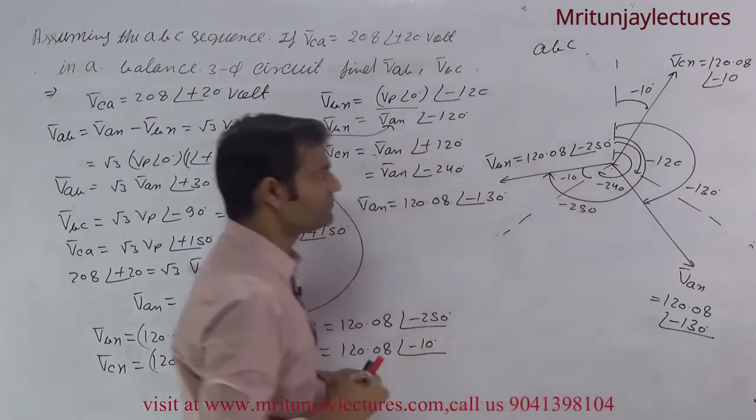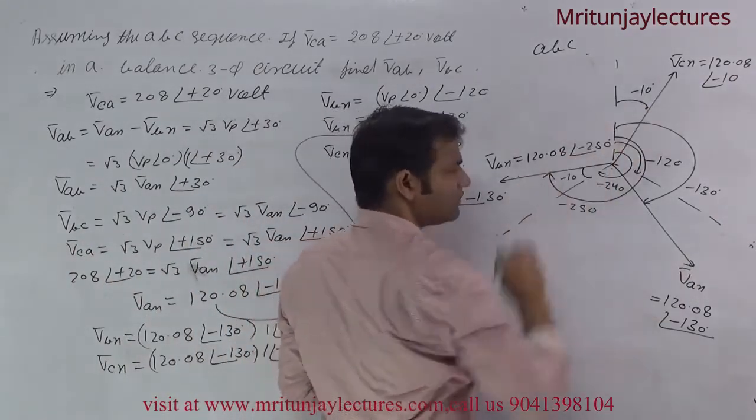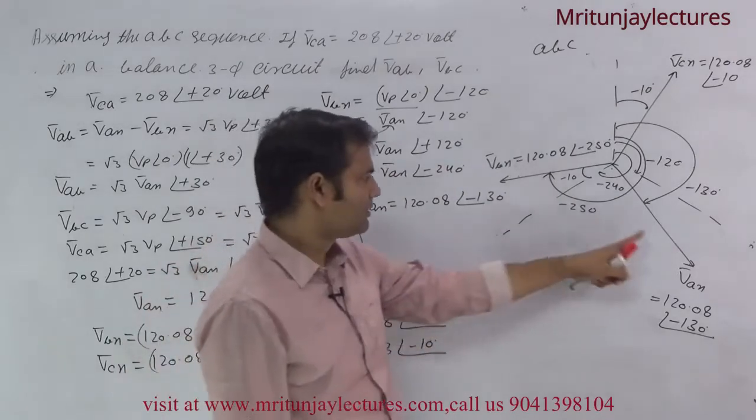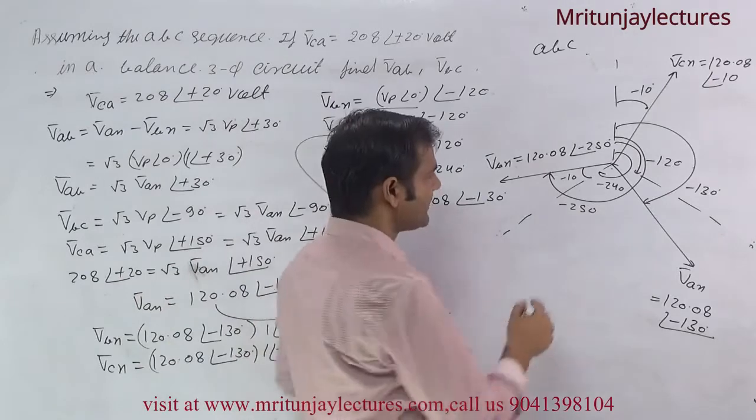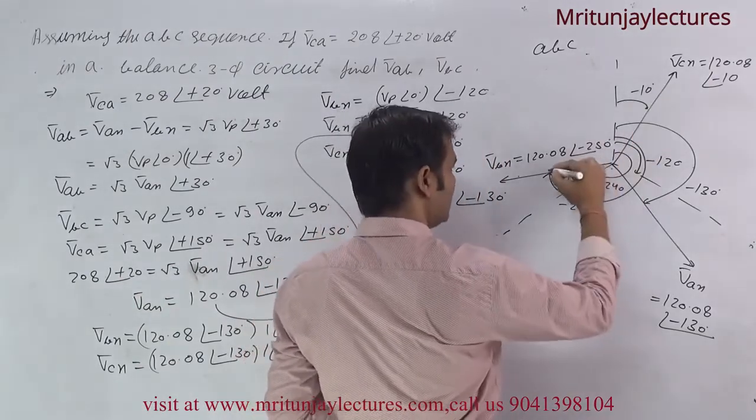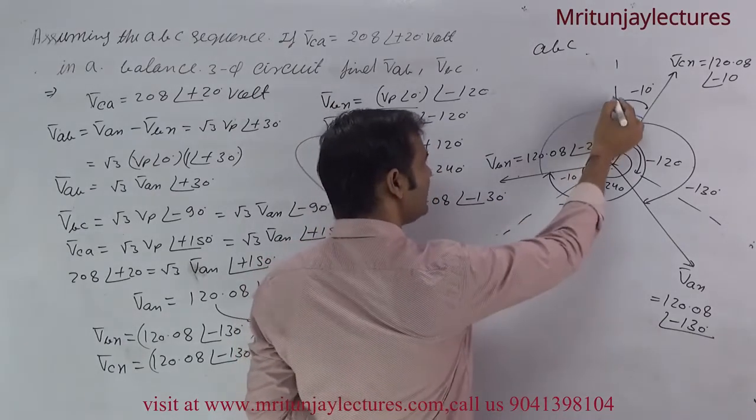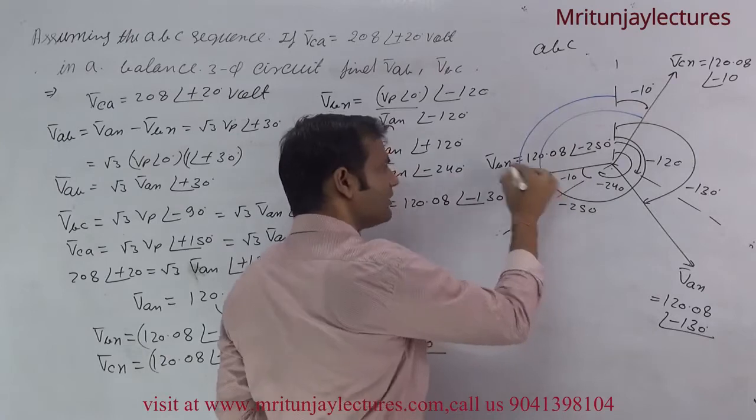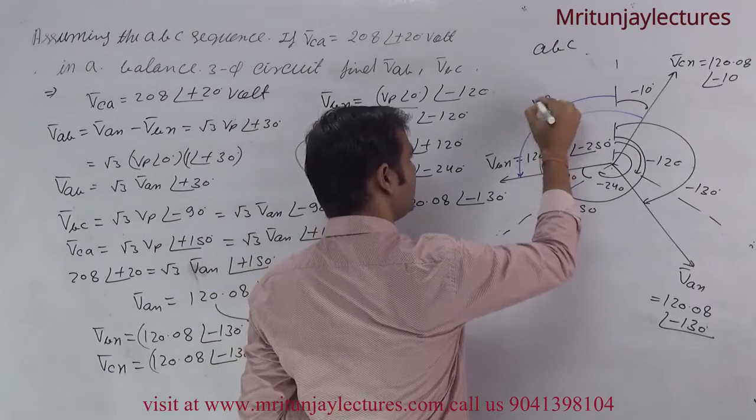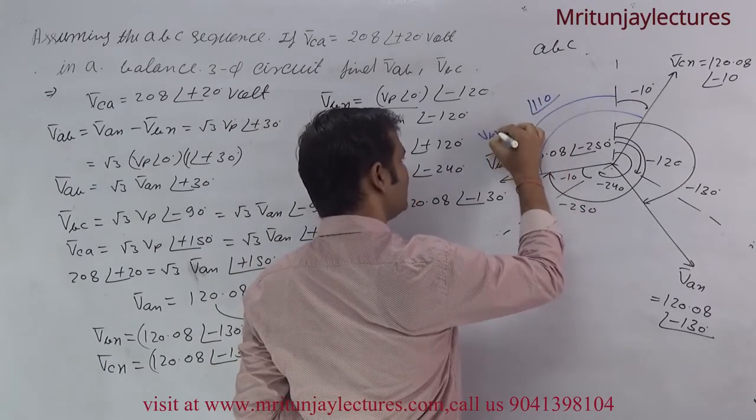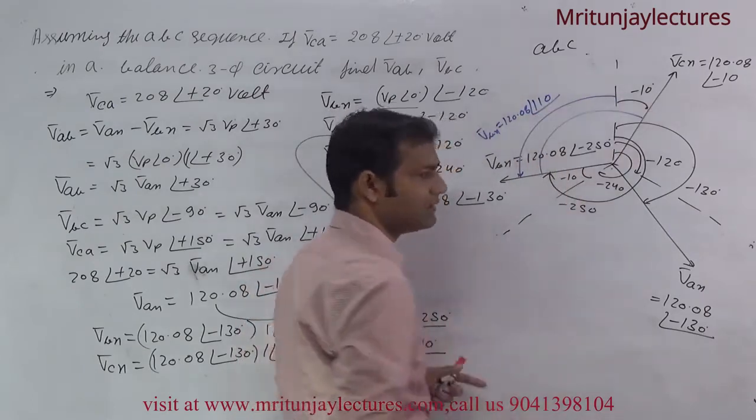Clear? Now check. If A, B, C, the angle between A and B is minus 120, clear? And between B and C, this one also minus 120. Okay. If any doubt, what about this angle? Minus 10 means that is plus 110. It means BN is also written as 120.08. 110 plus 10, that is 120.